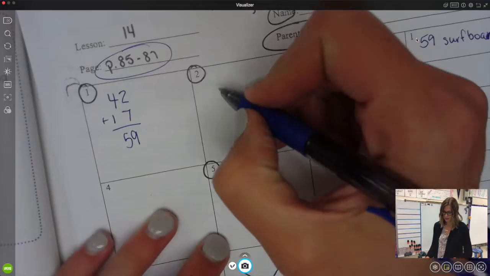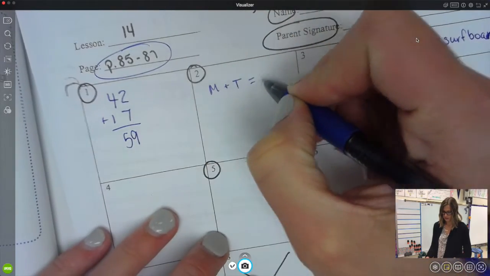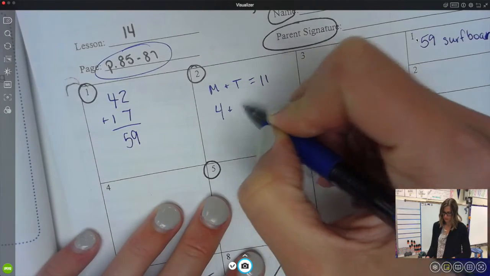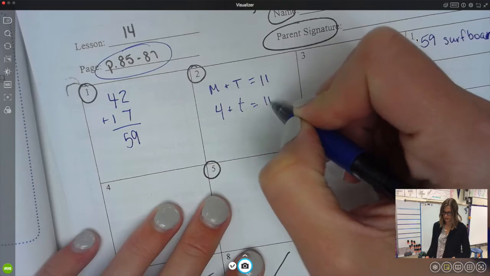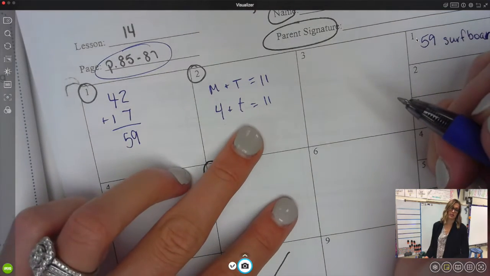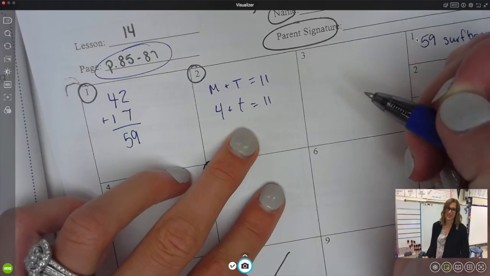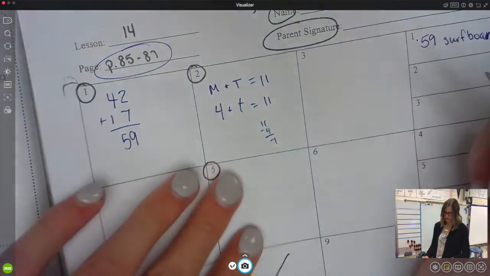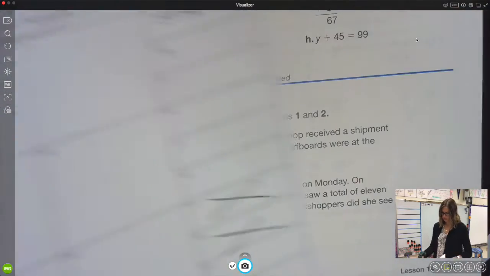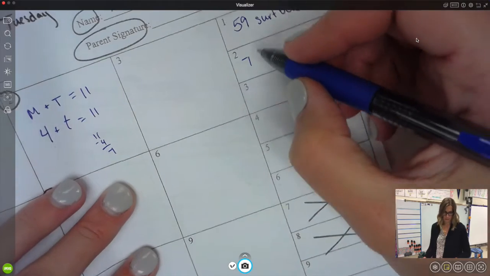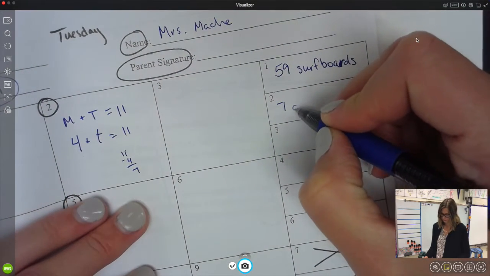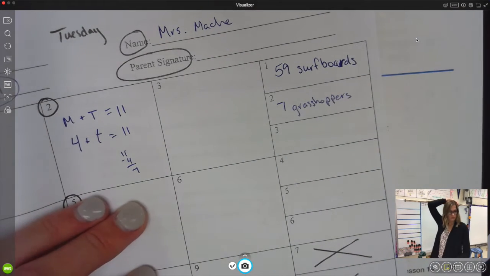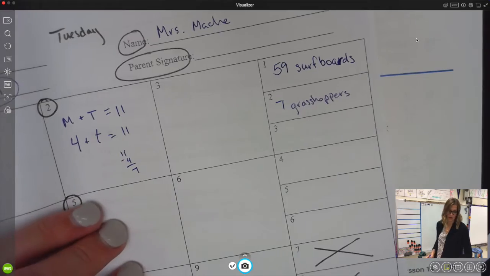Okay, so whatever she saw on Monday plus what she saw on Tuesday is going to equal 11. Well, we know that on Monday she saw 4, plus we need to know how many she saw on Tuesday to get to 11. Missing number in addition sentence, to find the answer, we subtract. So 11 minus 4 is 7. So we get 7 grasshoppers, right? Yep, grasshoppers. Excellent. I'm going on to number 5.